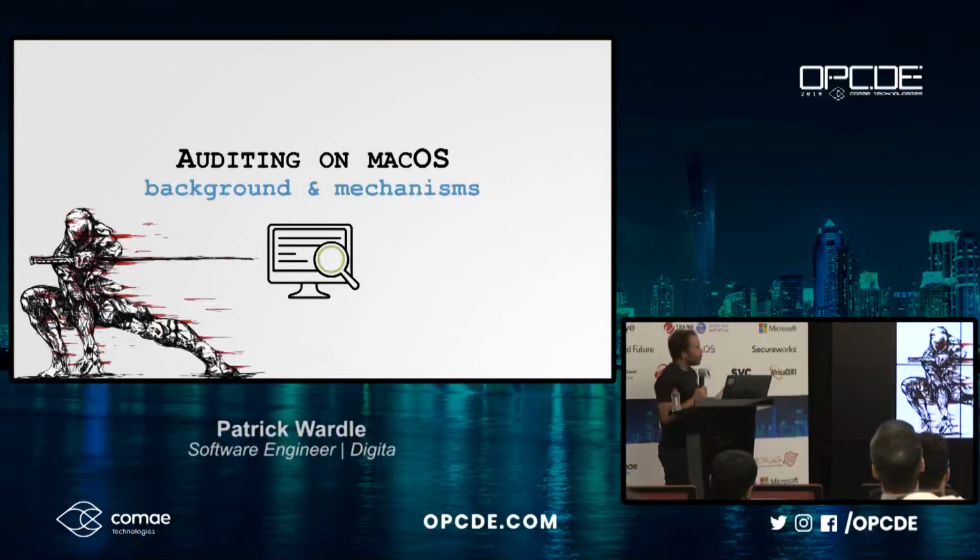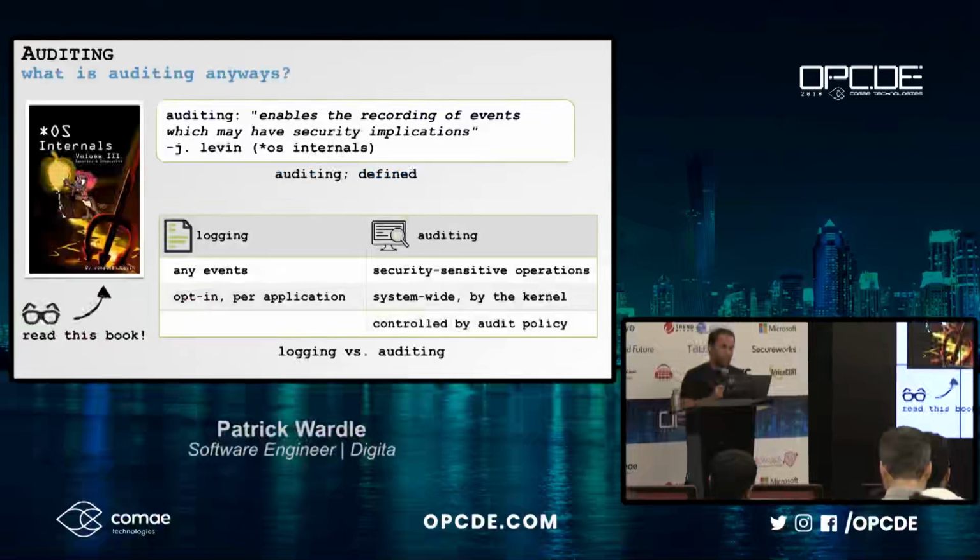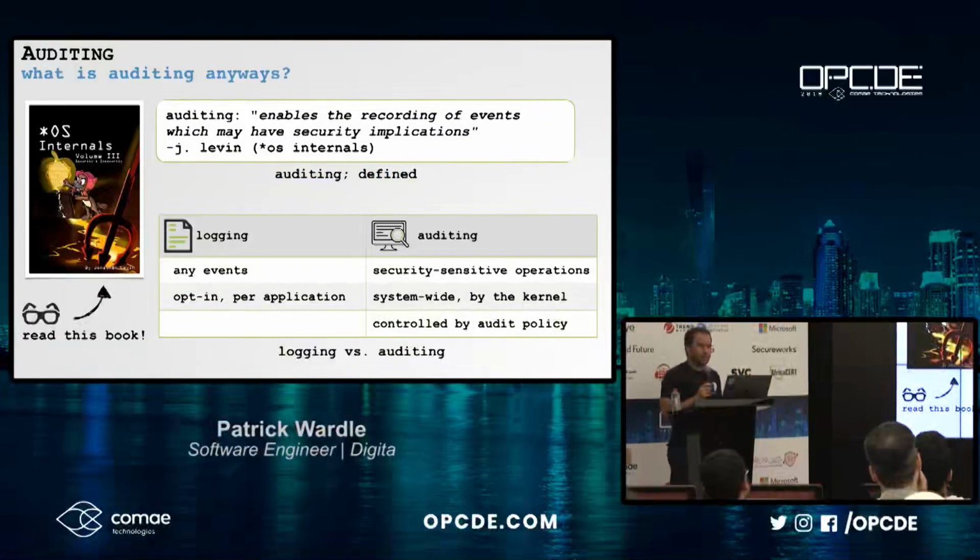So let's start by talking about auditing mechanisms on macOS. Now, first you might be wondering, what is auditing anyways? This is a question I had when I began this research. There's a great quote from Jonathan Levin, the author of the very popular macOS internals books, highly recommended if you're interested in iOS and macOS internals. As he states in his book, auditing enables the recording of events which may have security implications.